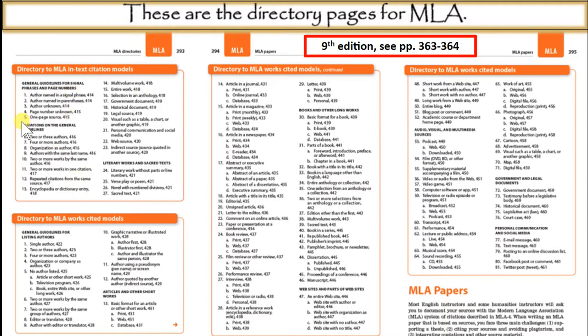Now, in both of these, it is very important. There are general guidelines for signal phrases, and general guidelines for listing authors. Taking the time to read these carefully is very important. The rest of this, you just want to kind of skim through and say, okay, here are my options. And then that way you know what's in there. And then you're like, oh yeah, I can cite a digital file or a map. Let me go to that.